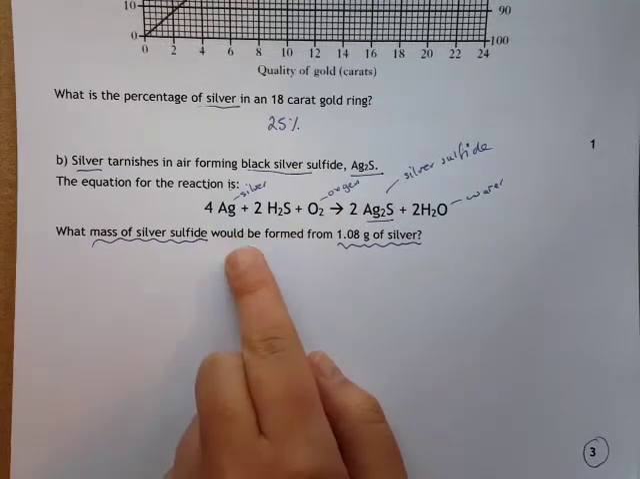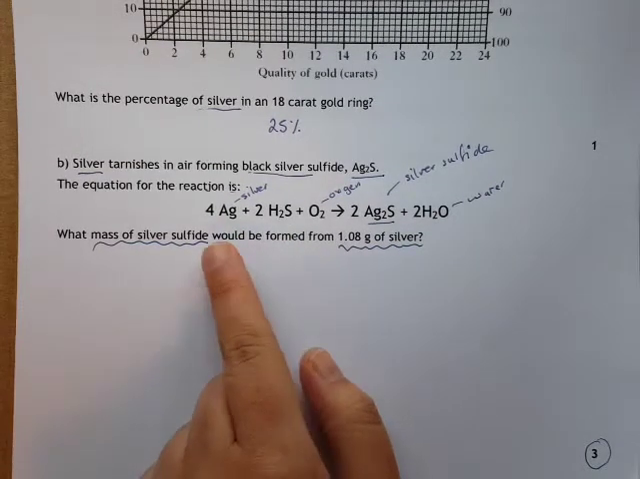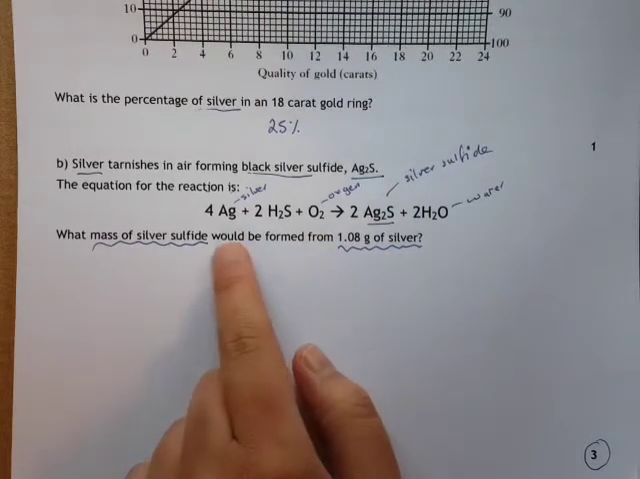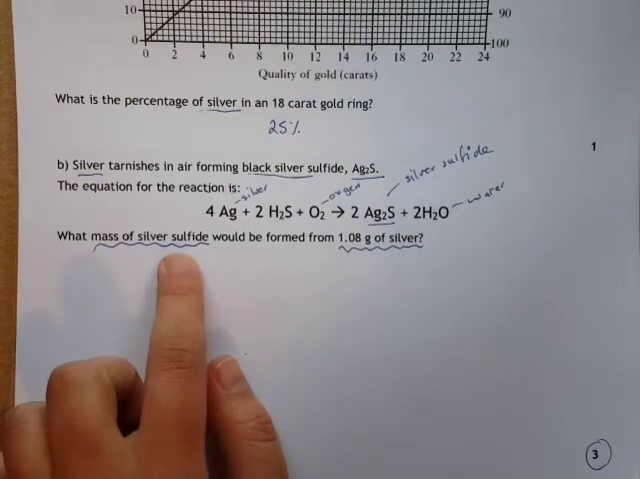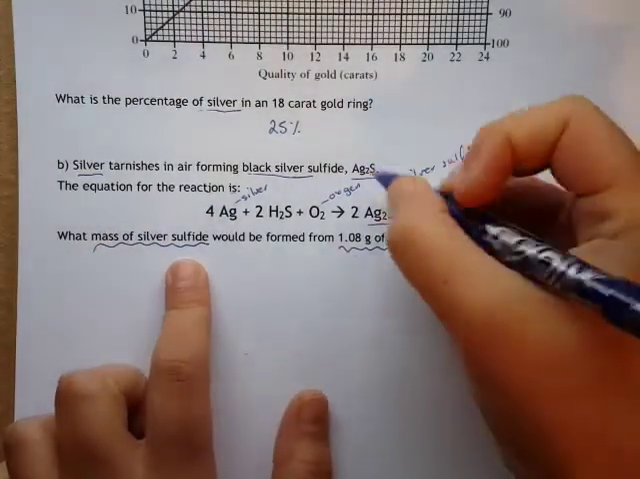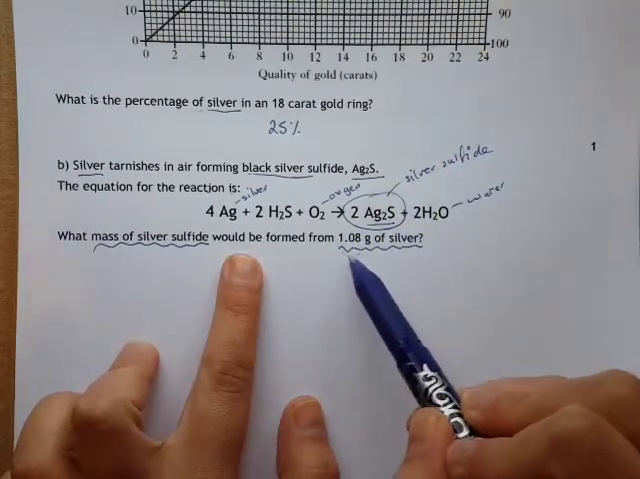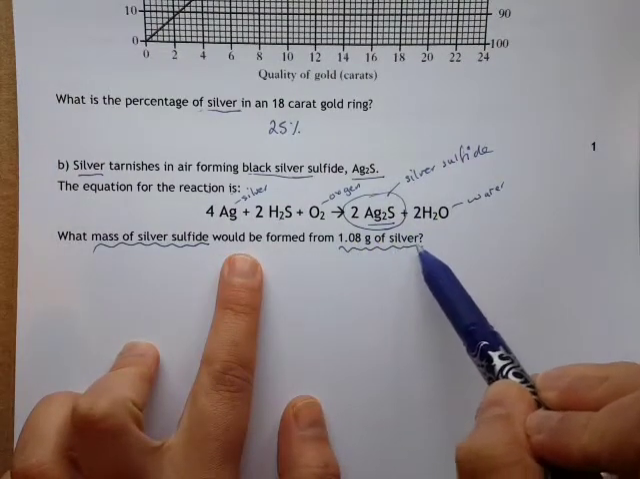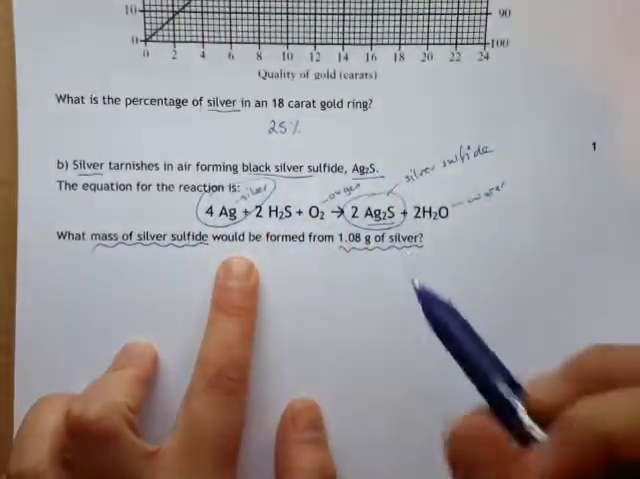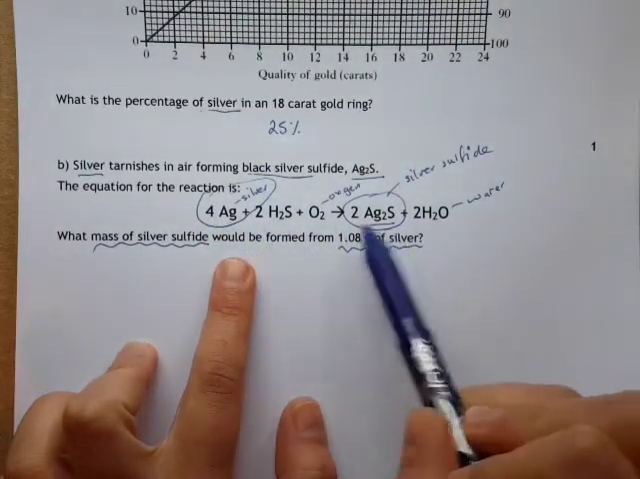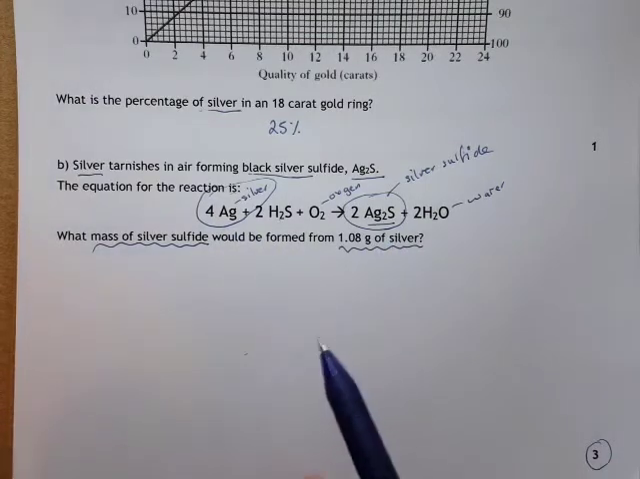It's asking what substances is it asking about and what substances is it giving you information about, because it's never going to be asking you about all of them. So we've got to think about what substances the question's about. So it says, what mass of silver sulfide, so it's about silver sulfide and it's asking us about the silver sulfide, would be formed from 1.08 grams of silver. So it's giving us information about the silver. So I would always circle the two substances in the equation that the question is all about.